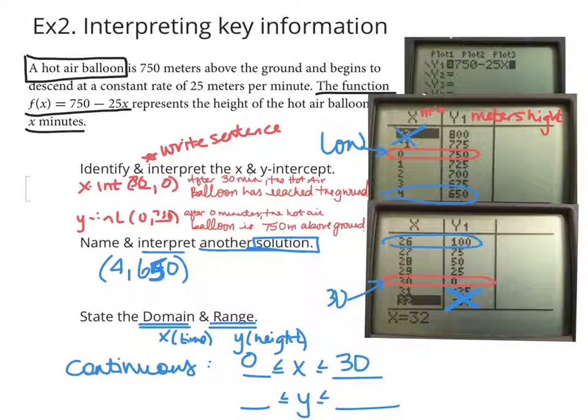And then for my y values, I'm looking again at the lowest and the highest. Now notice the y goes backwards, but that's okay. The lowest y value is 0 when the hot air balloon hits the ground, and the highest one is 750. So we're going to write that as 0, 750. All right, let's do one more quick example.